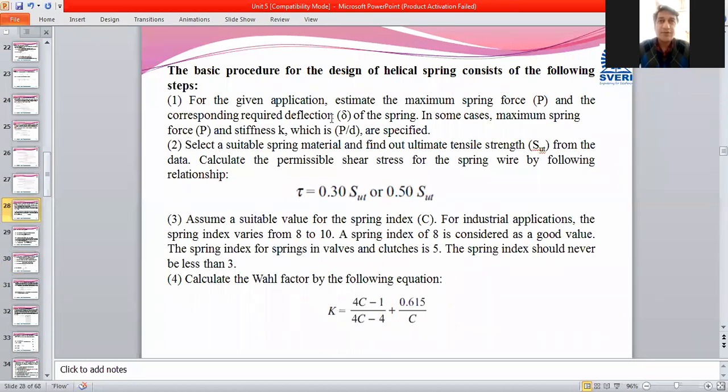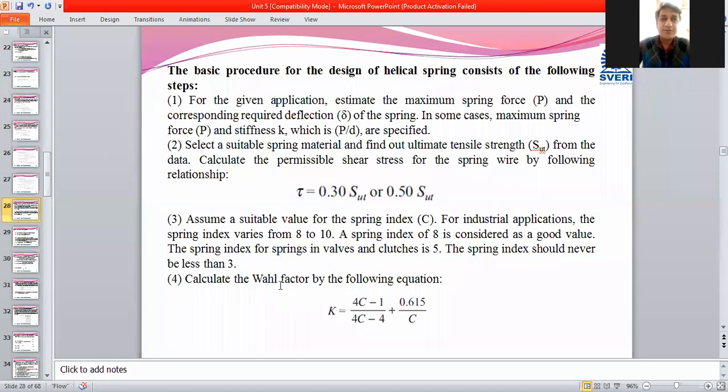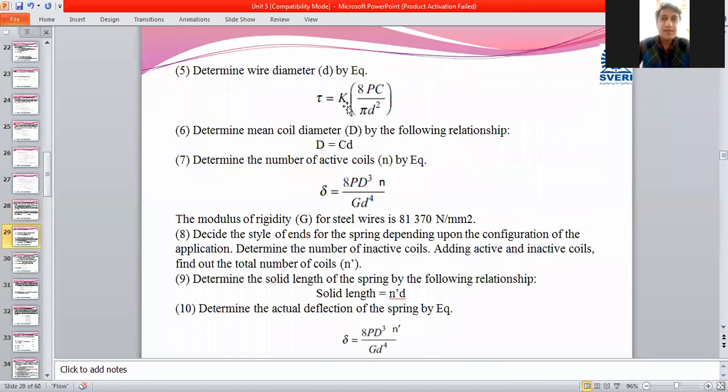First thing is load calculation, then deflection calculation. Then we have to select the suitable spring material and find out its shear strength. Then we have to assume a suitable value for C, and from that we have to calculate K, that is Wahl's constant. Then we have to determine the wire diameter. Then we have to determine the coil diameter.